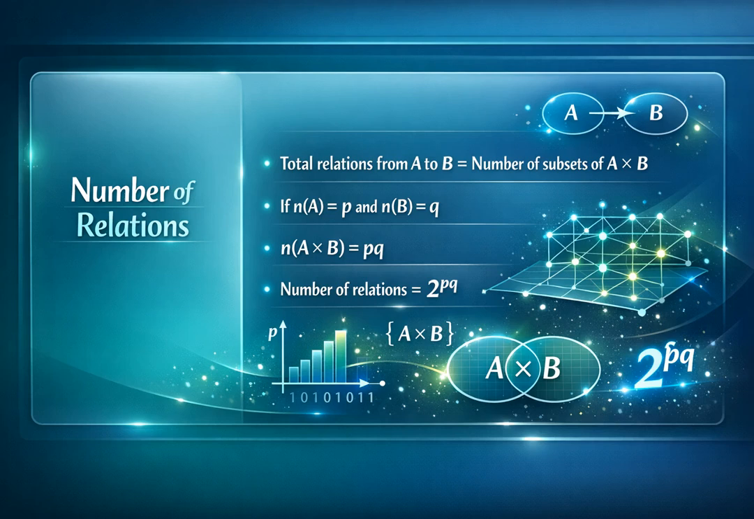How many relations can exist between two sets? The total number of relations from A to B equals the number of possible subsets of A cross B. If A has p elements and B has q elements, then A cross B has p times q elements. The number of subsets, and hence relations, is 2 raised to the power pq.